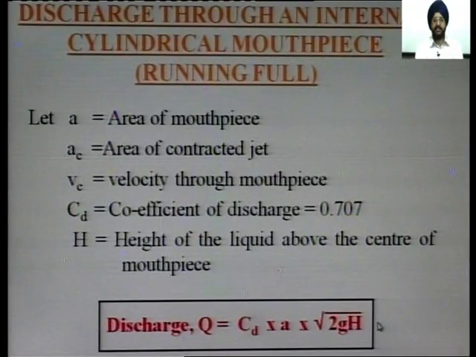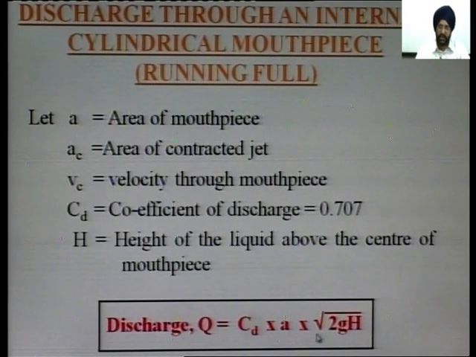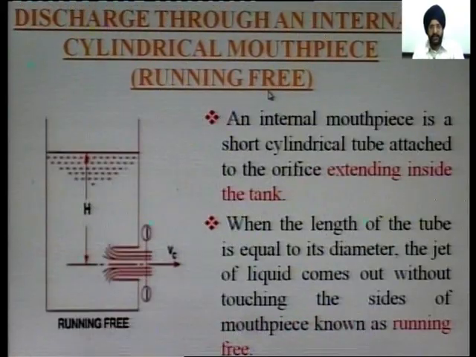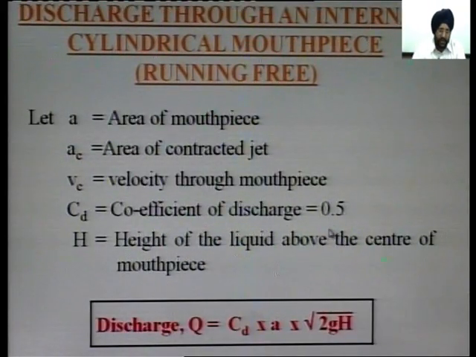And in this case, there is again a formula. The formula is the same here, but the coefficient of discharge is different. The formula is Q equal to CdA into under root 2gh, but there is a change in the coefficient. It is 0.707 here in the case of running full, whereas in the previous case it was 0.5. The formula is the same, but the coefficients are different.